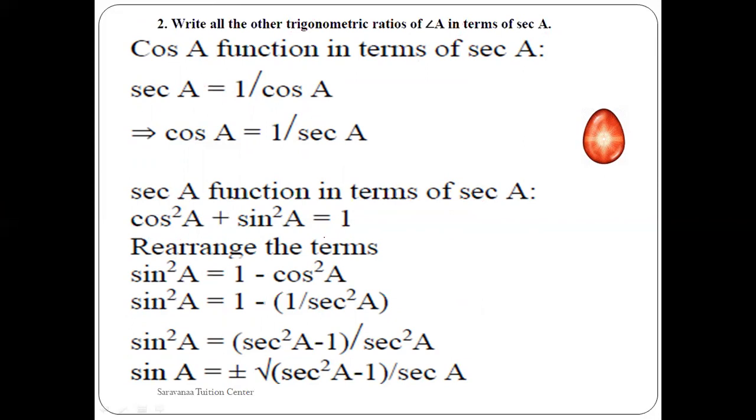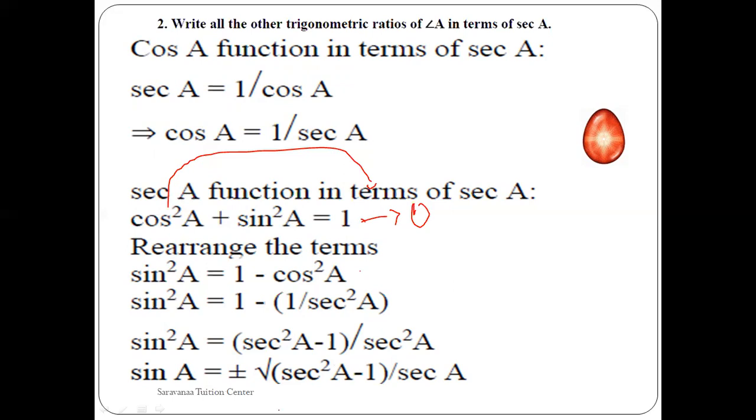Now sin A in terms of secant A. Cos square A plus sin square A equals 1. This is the first trigonometric identity. Rearrange the terms. Take the cos square A from the LHS side to the RHS side. You get sin square A equals 1 minus cos square A. Cos square A is the reciprocal of secant square A, right? So you can change it: sin square A equals 1 minus 1 by secant square A. Sin square A equals secant square A minus 1 by secant square A, because you need to take a common LCM.